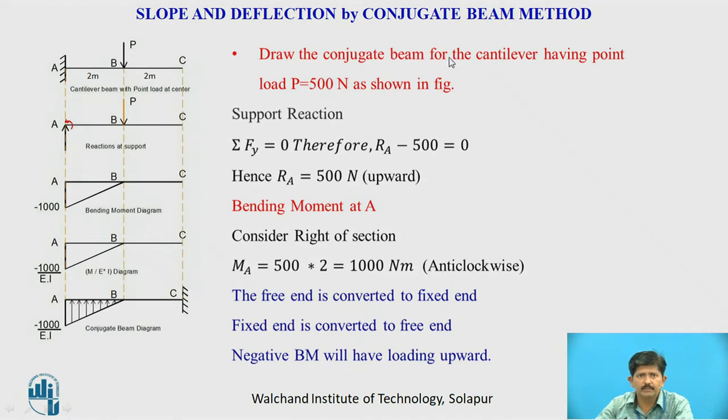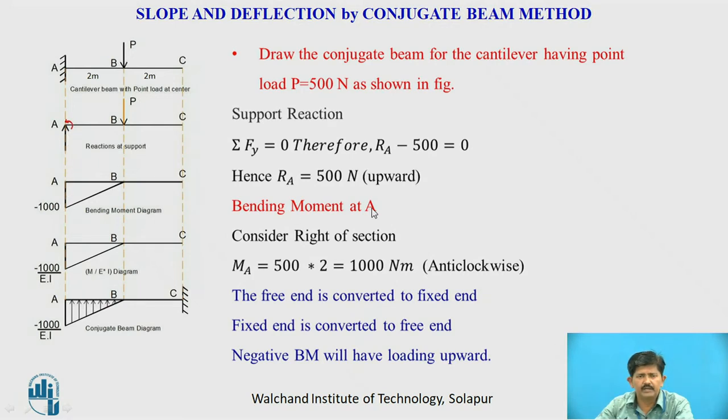So, draw a conjugate beam for a cantilever having a point load P of 500 Newton. So, this P is 500 Newton and it is acting at the center. So, AB is 2 meter and BC will be 2 meter. Now first of all I will find out the reactions. Taking summation of Fy equals 0, the only downward force is P, that is 500 Newton, and the reaction Ra will be upward. So, Ra minus 500 is 0, therefore, the reaction Ra is 500 Newton upward.